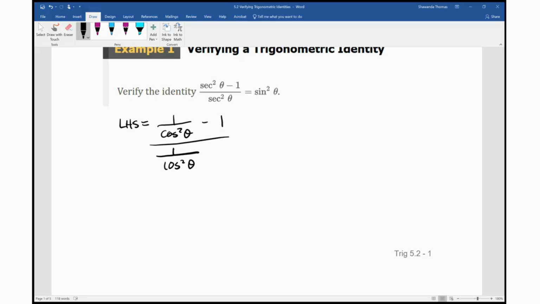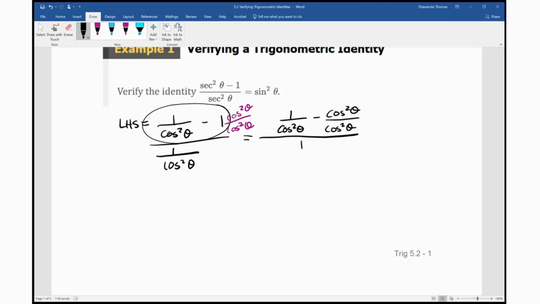I do not know. Okay. All right. The only thing I can see is that in the top we can put this together. So that would be cosine squared theta over cosine squared theta. Let's see what happens. So that's 1 over cosine squared theta minus cosine squared theta. So that's 1 minus cosine squared theta over cosine squared theta over 1 minus cosine squared theta.